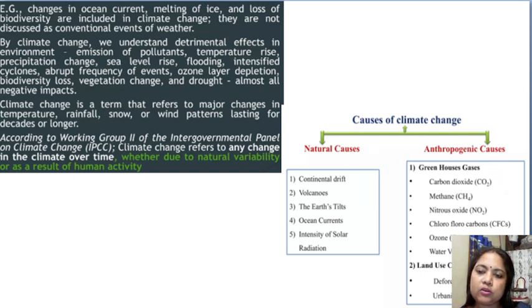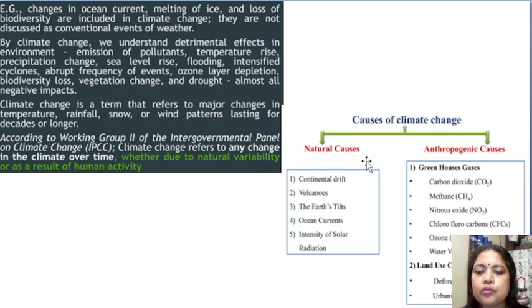So what are the main causes? Dear viewers, you know that the causes are divided into two types. One is natural cause, another is anthropogenic cause. Anthropogenic cause means the cause made by human beings. And natural cause means the cause which happens in nature.